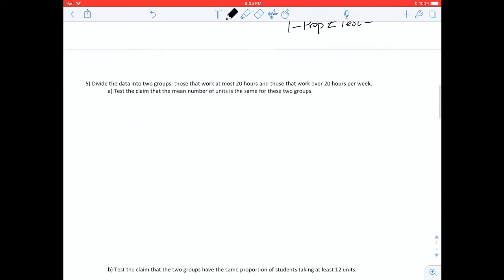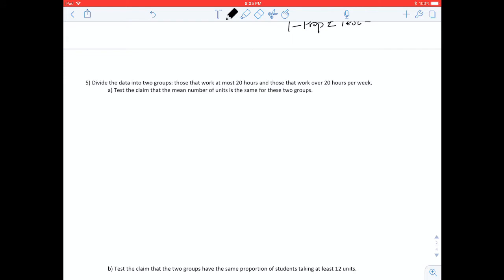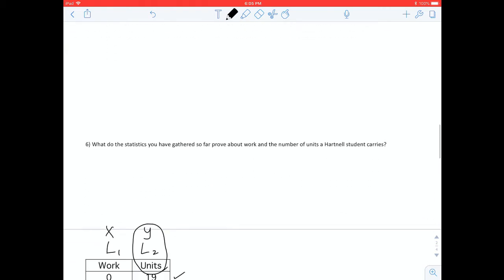Now for something that we're going to be doing for the rest of the semester, and that is dividing the data into groups. So this one is at most, which means less than or equal to 20 hours of work, and those with over 20 hours of work. So less than or equal to 20 hours.